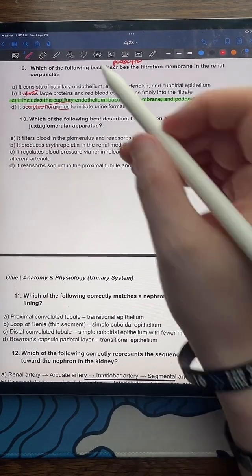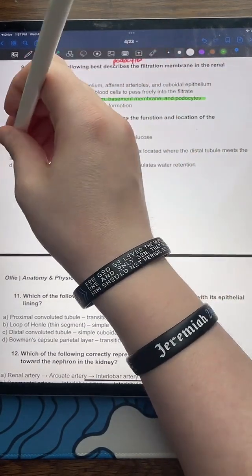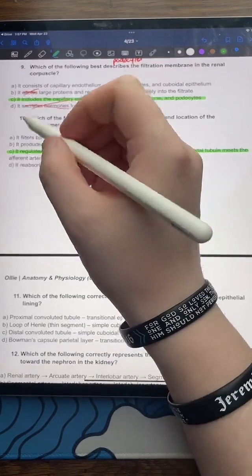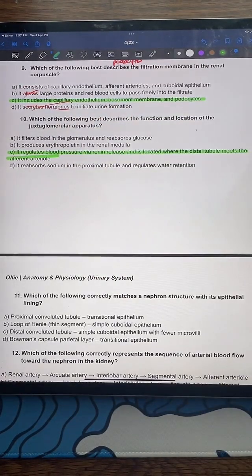All right, but the answer is C. It regulates blood pressure via renin release and is located where the distal tubule meets the afferent arteriole. So we regulate blood pressure via the renin release.